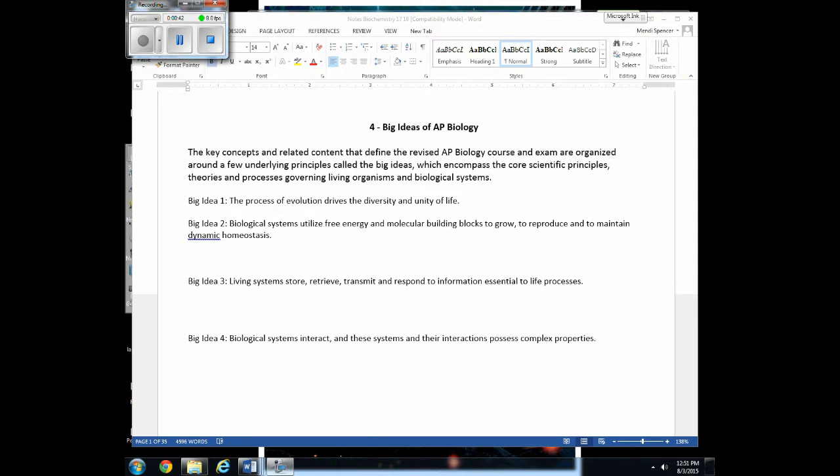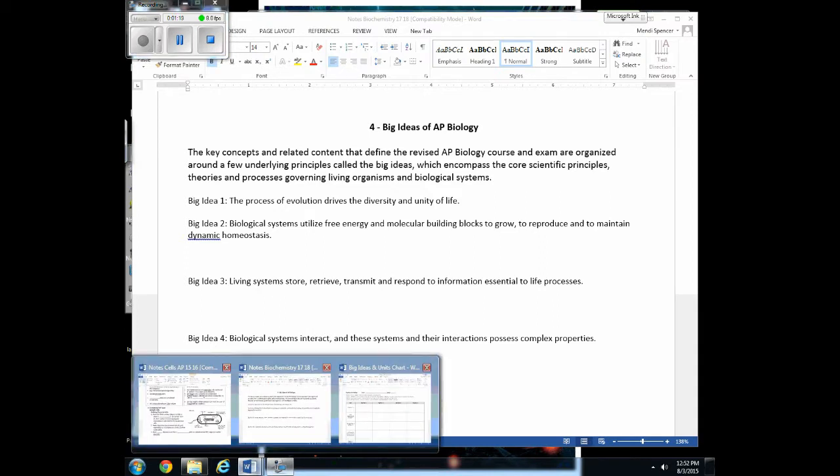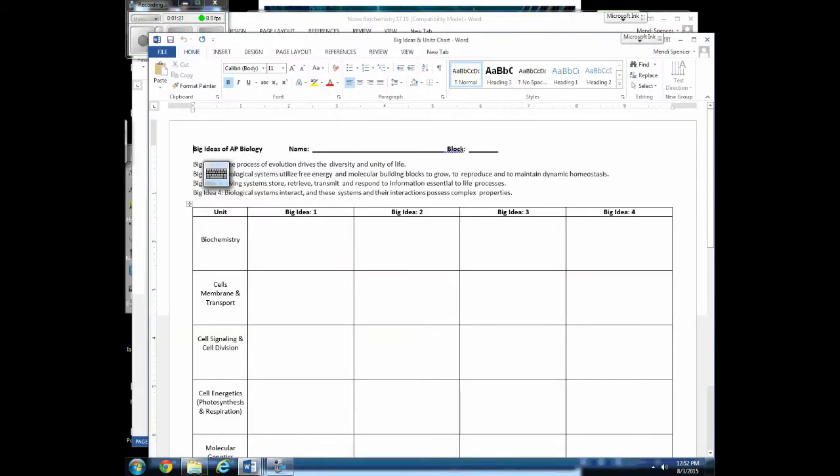And I found that the students that have a better understanding of the 4 big ideas are going to better answer the multiple choice questions and will be better able to come up with specific examples needed for short answer questions and essay questions that relate to the big ideas. Now, to help you keep examples of concepts in each unit related to these 4 big ideas, we're going to be completing this chart throughout the school year.